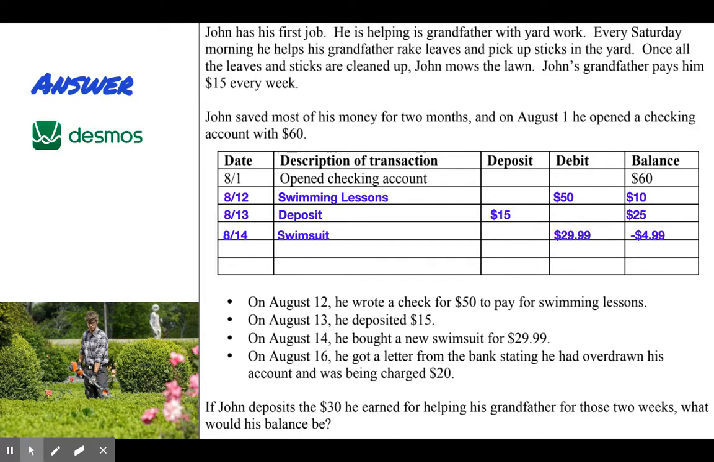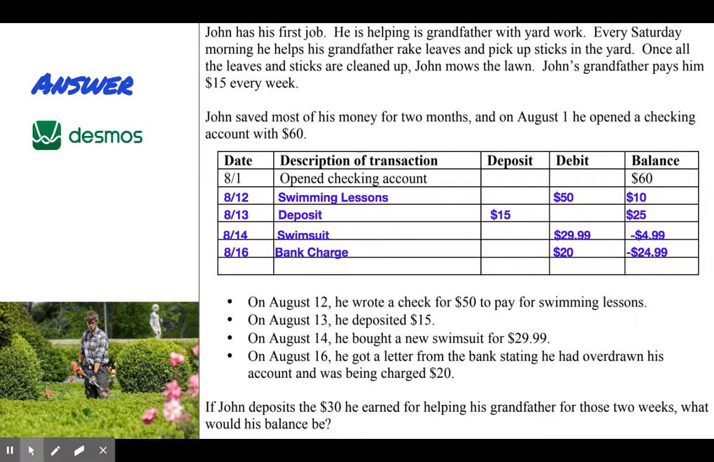So his account went into the negatives because he overspent. But then on August 16th, he got a letter from the bank stating he had overdrawn his account and was being charged another $20. So the bank charged him for $20. That was a debit. So he is negative $24.99 in the hole. So that means he owes the bank $24.99.